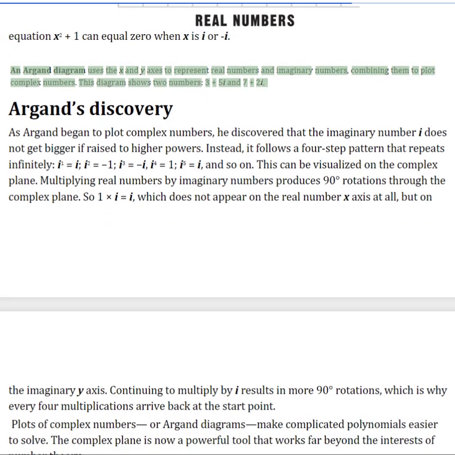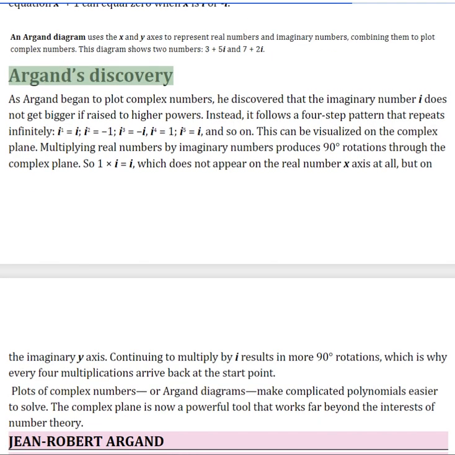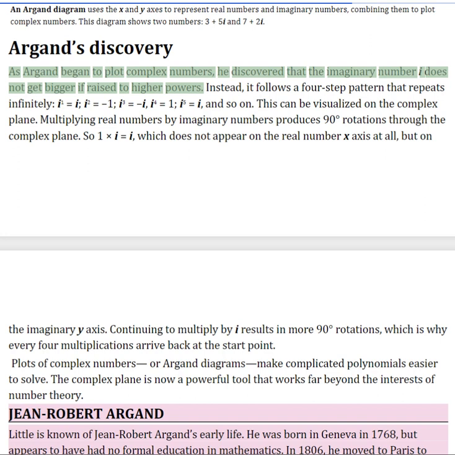An Argand diagram uses the x and y axes to represent real numbers and imaginary numbers, combining them to plot complex numbers. This diagram shows two numbers, 3 plus 5i and 7 plus 2i. Argand's discovery: as Argand began to plot complex numbers, he discovered that the imaginary number i does not get bigger if raised to higher powers.